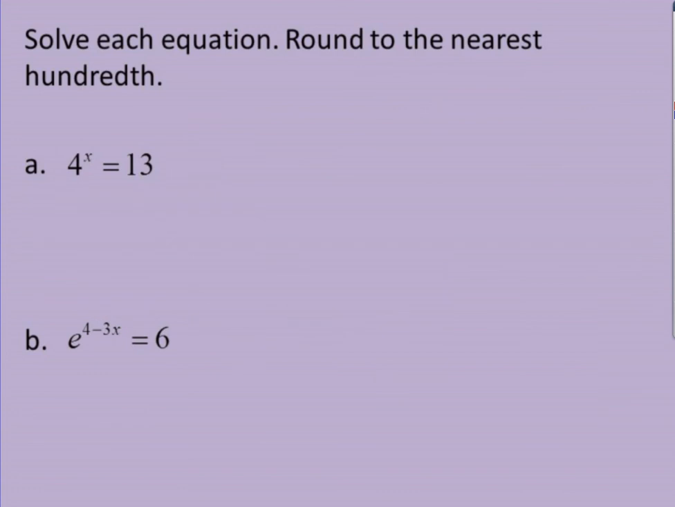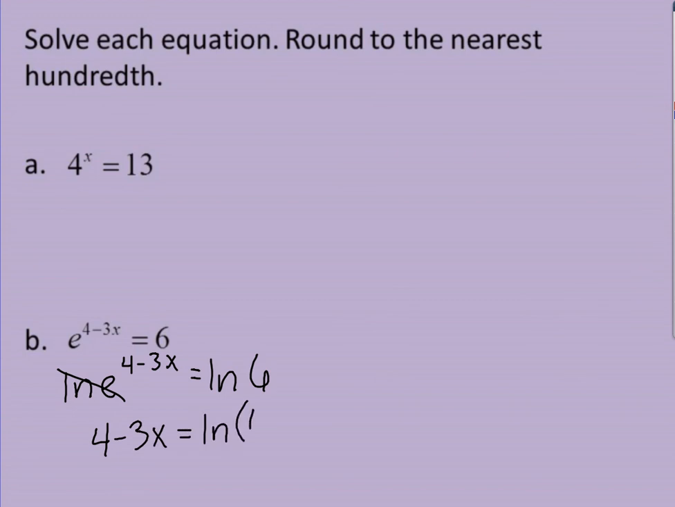On the next one, because this is an e, we know ln and e always cancel each other, so we will take the natural log of both sides. Now that ln and the e will cancel each other out, so you'll just be left with 4 minus 3x is equal to the ln of 6. We want to get that 6 by itself, so we will subtract the 4 from both sides.